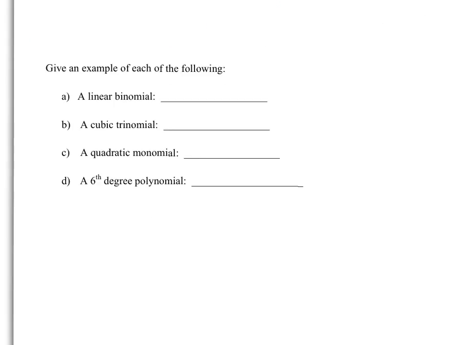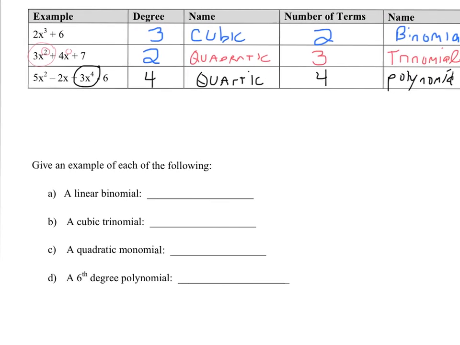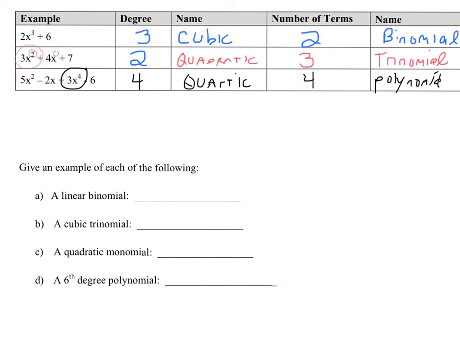So now write 4 examples. A linear binomial. So linear means what degree? Yes, it's a first degree and needs 2 terms. So let's call it x minus 2. Linear binomial.